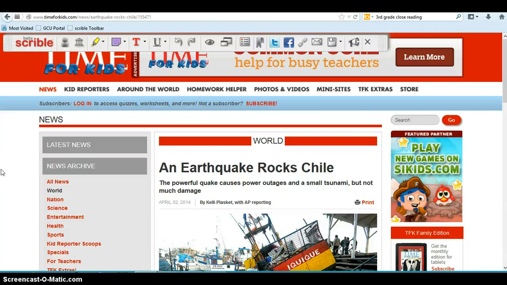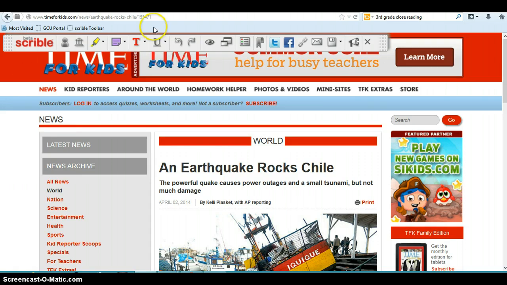Today we're going to be going over close reading strategies, this time annotating text digitally using the Scrible Toolbar. By now we should have all downloaded the Scrible Toolbar on our computers, and we are ready to begin. First I will model one for you.